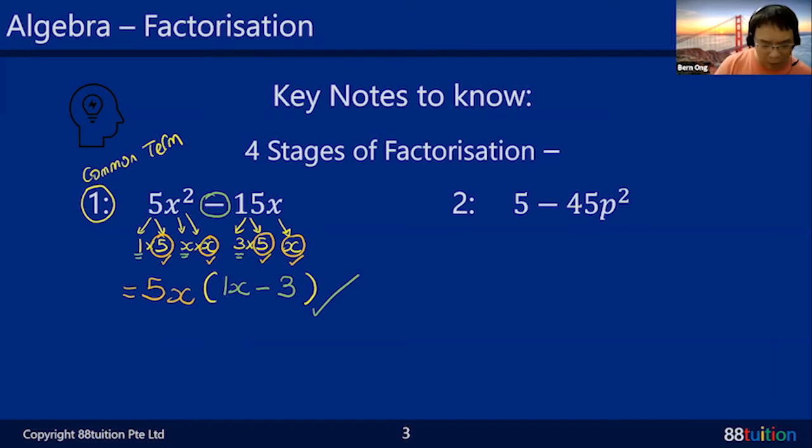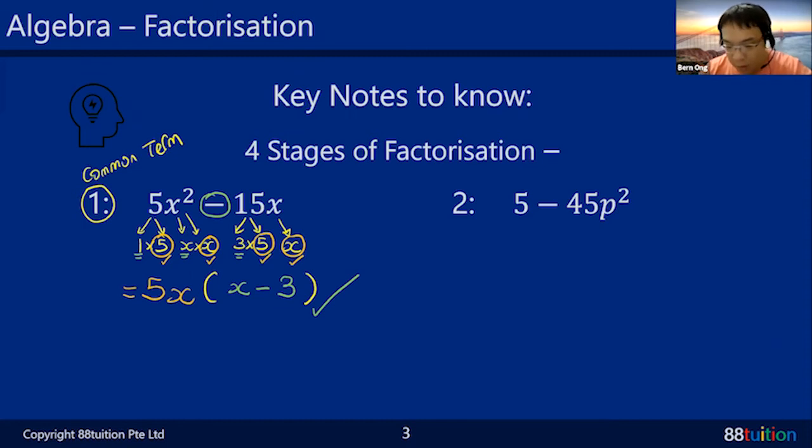Can I not put the 1 in front of the x? Can I not put it like that? Also can. This will be the best answer. So your answer will be 5x(x minus 3). Got bracket or not? Yes. This is called factorizing by taking out the common term. If they are common, you have to take it out. Okay, number 2.